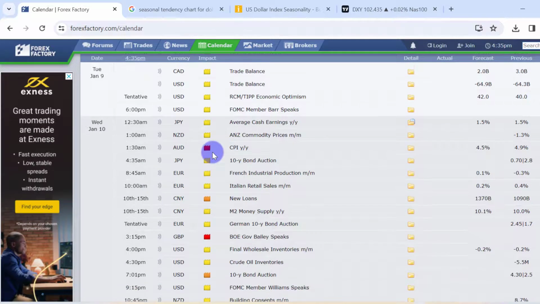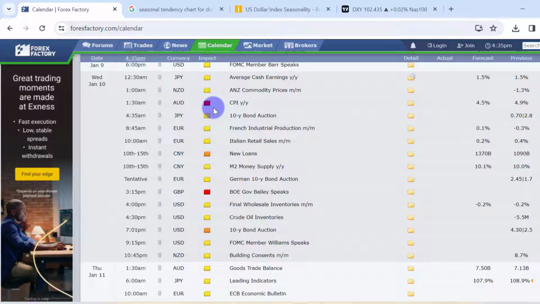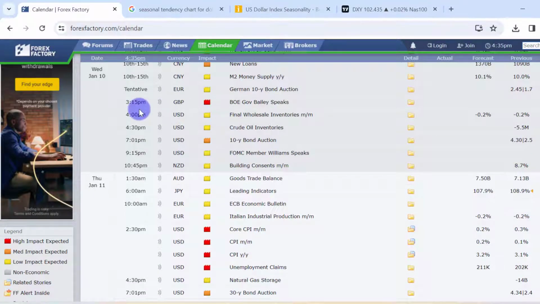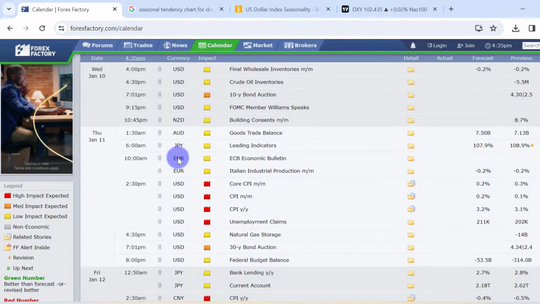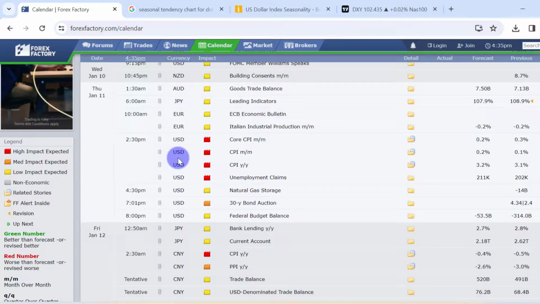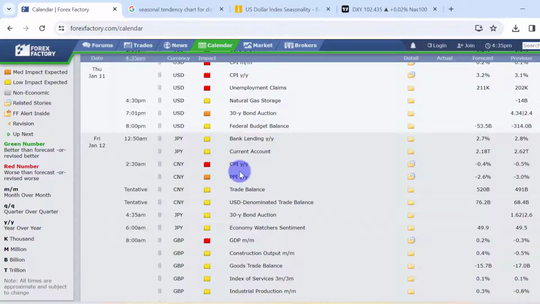Wednesday it's high impact on AUD and GBP, but the AUD is a CPI coming by 1:30 a.m. during the Asian session, and the GBP is around the New York session, 3:15 p.m. GMT+1 right here on the calendar. You should check your local time and make sure it's in confluence with your time zone so that you don't miss it. Then Thursday it's CPI as well. You can see CPI on the dollar at 2:30. So this week is going to be messy, very messy.